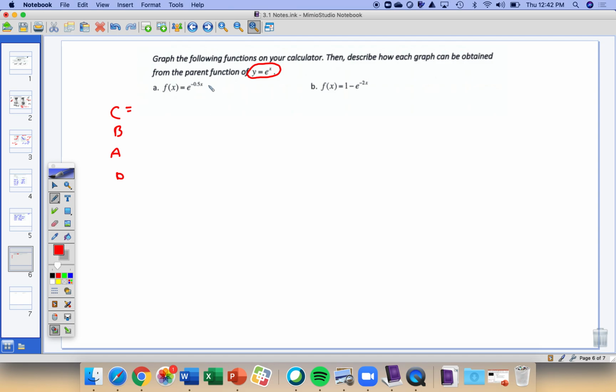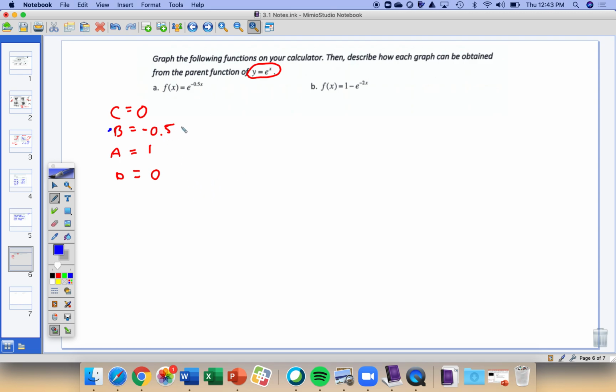What is C? Well, C here is 0. There is no C value. B is negative 0.5. A is the value in front of e, which is just a 1 right now. And D is the value out here, which is nothing, called 0. So the only thing that's changing here is the B, because that's the only transformation from this. So what does B do to our graph? Well, it's going to be either a horizontal stretch or a horizontal shrink.